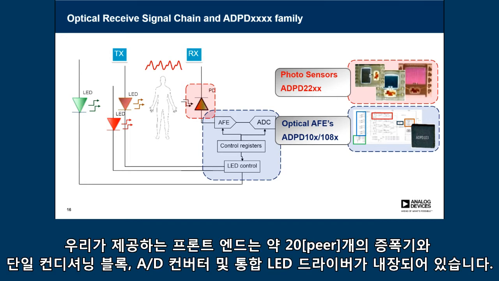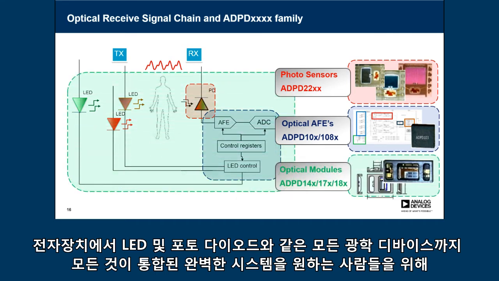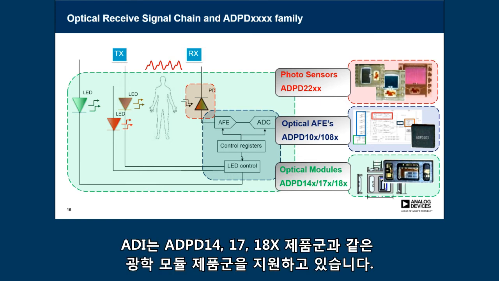And the front ends that we have available are built around a transimpedance amplifier, followed by a signal conditioning block, an A to D converter, and also integrated LED drivers. And for those people that would like to have a complete system where we have everything integrated from electronics up to all the optical devices like the LEDs and the photodiodes, Analog Devices supports a family of optical modules which can be found under the ADPD 14, 17 and 18X family.